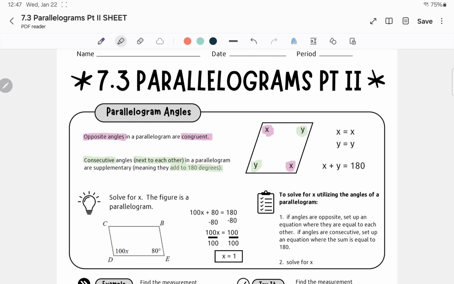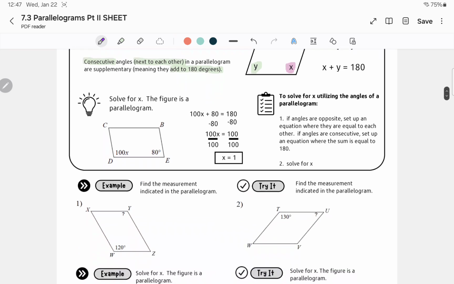Now what if they are next to each other? Those add to 180. So that would be this x and y, right? This x and y, this x and y. Those add to 180, all right? So let's look at example 1.